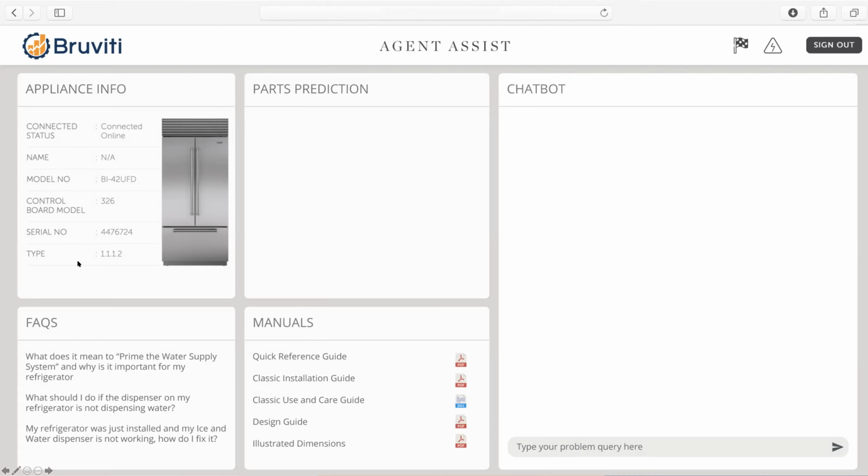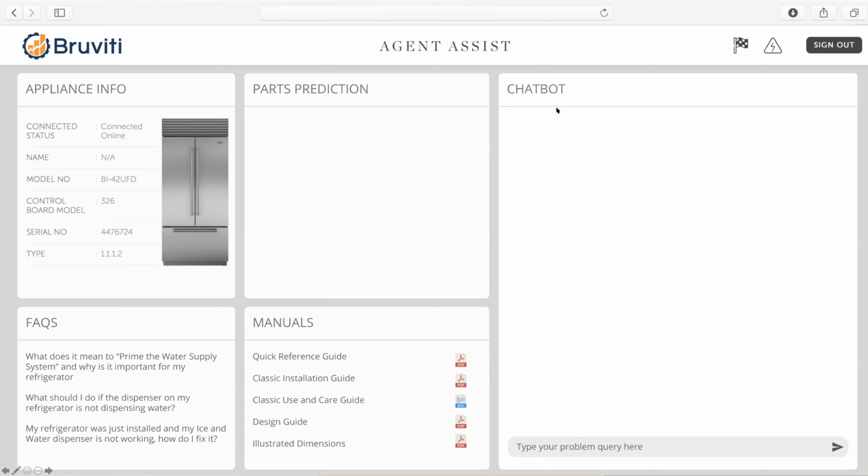On the left-hand side is specific information about the device being triaged, in this case a refrigerator. We've already been passed some information about this particular product, serial number, version of the product, and also some initial information about what the problem is. The agent has access to manual and FAQ information that is directly contextual to this particular model type and this particular problem, and this will change as you triage further and get more specific about the problem.